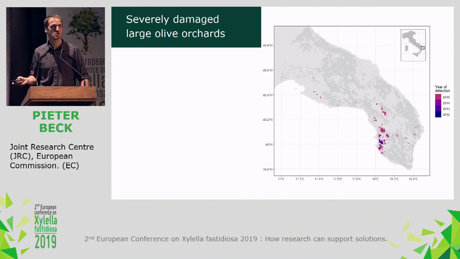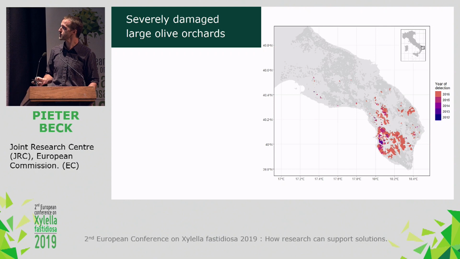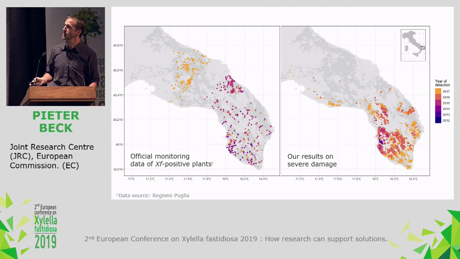We're not doing attribution to the cause of the damage here, but the pattern we see through time is consistent with what we'd expect from Xylella. We see the ground zero near Gallipoli, and we see the spread in concentric circles, as it were, following the pattern that we know exists from the official monitoring data. But it gives a more wall-to-wall picture.